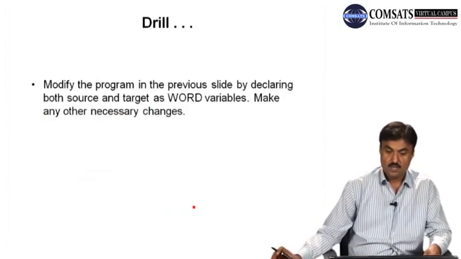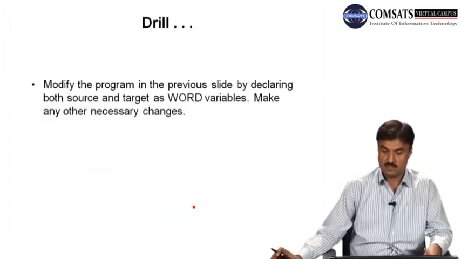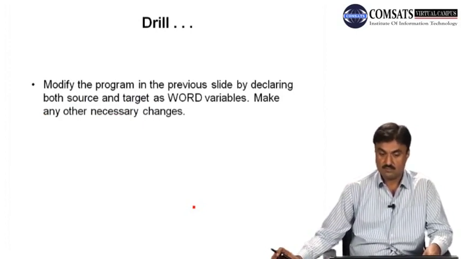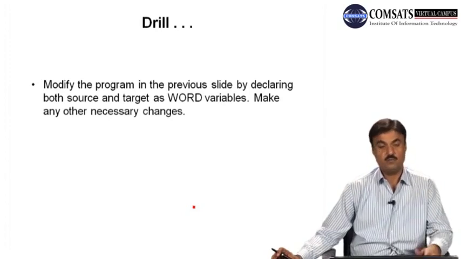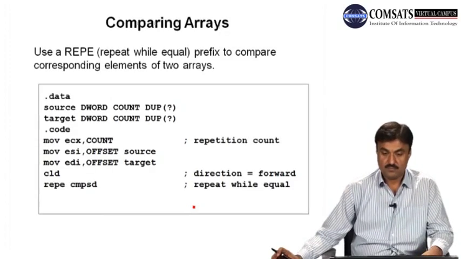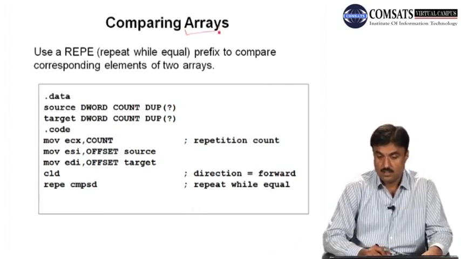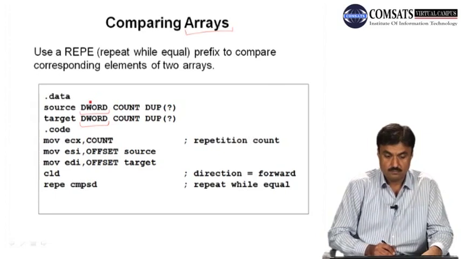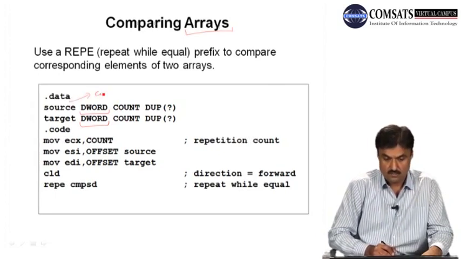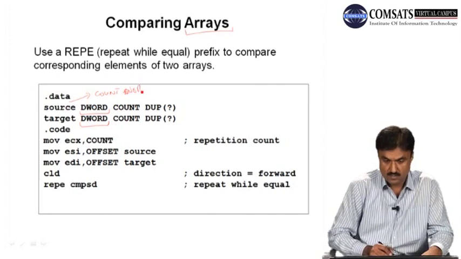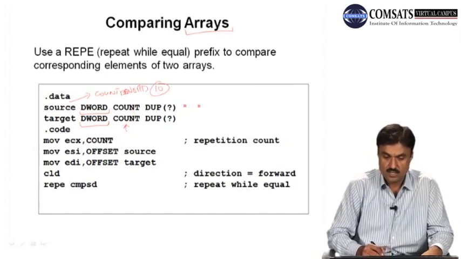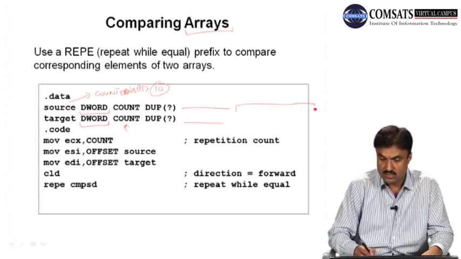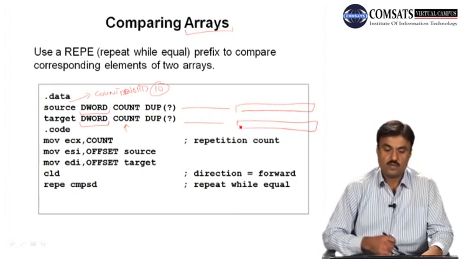This is one of the simplest ones. Now we can modify the program in the previous slide, declare both source and target as a word, and make any other necessary changes. Now here is comparing arrays. Inside an array you can see these are double words, and there should be a count. Count is the number of duplications, how many times you are going to duplicate. You can assign any values here and compare them.